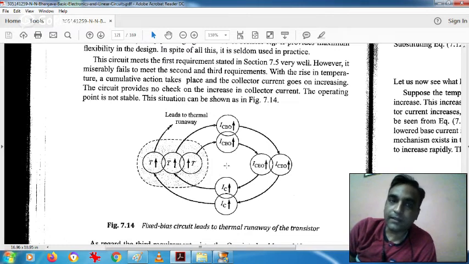Again this process repeats. So there is no point at which fixed bias can stop this process. So it does not stop the thermal runaway. That is one point, and that's why it is not used.